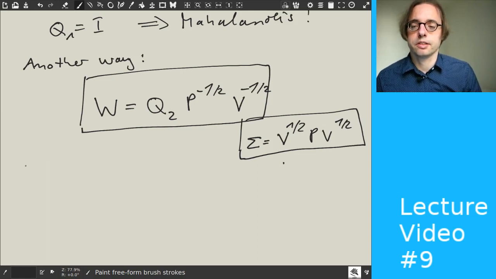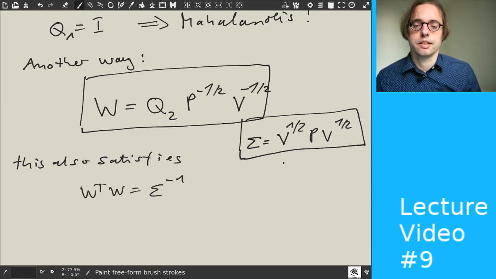This also satisfies this constraint, as can be shown easily. Just plug it in, then you see that you get the inverse of the covariance matrix.